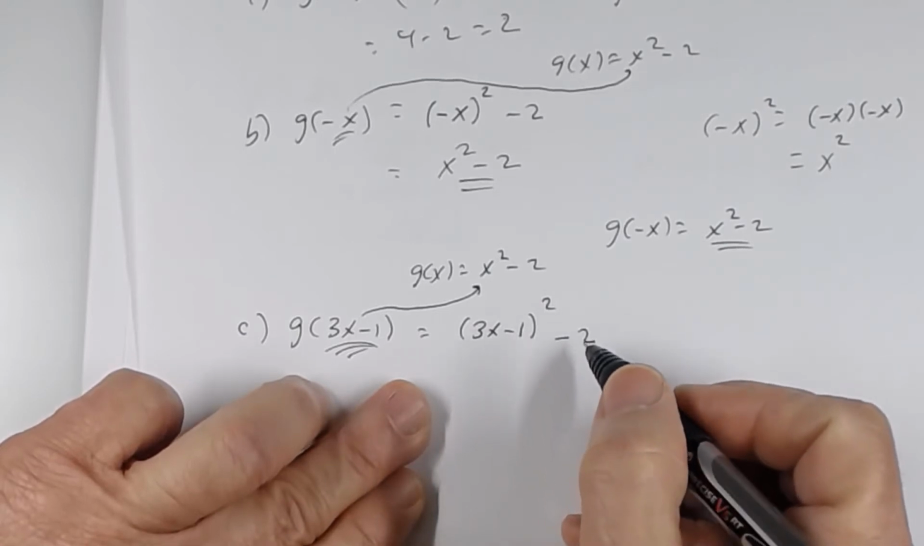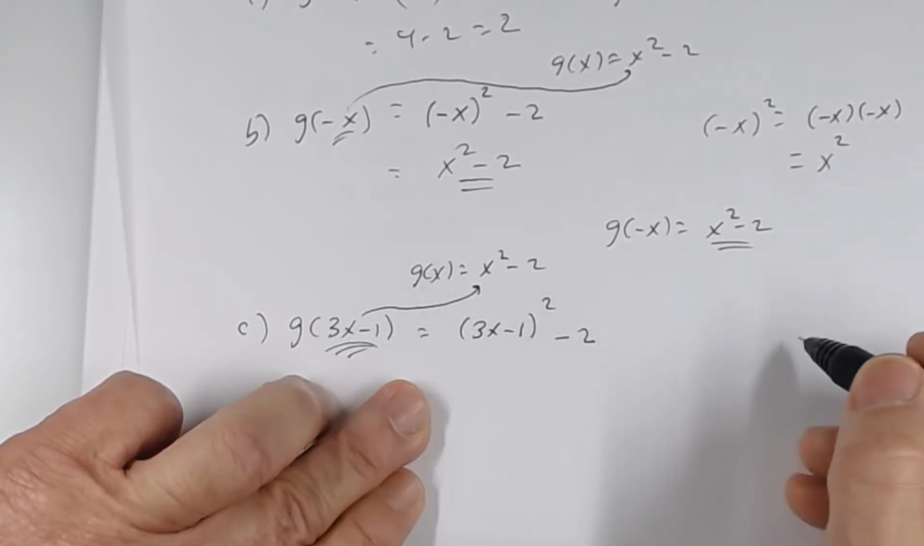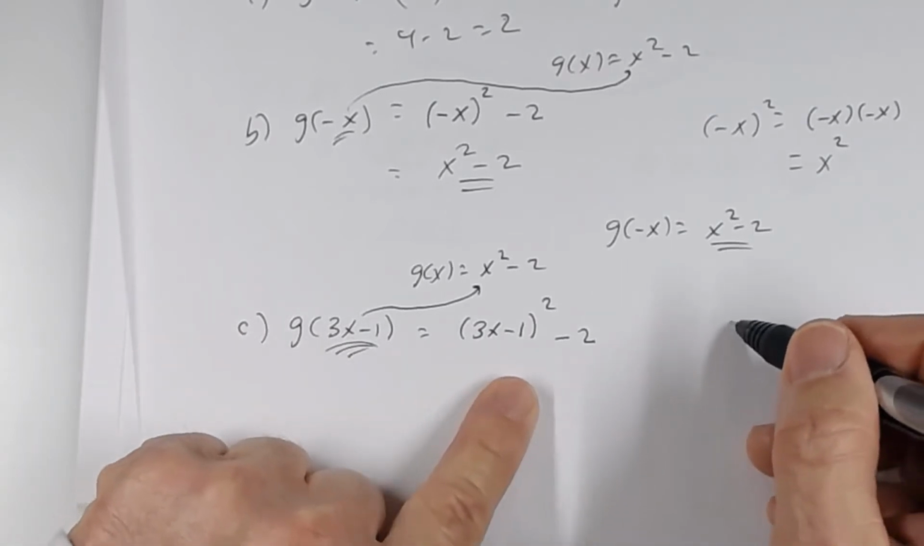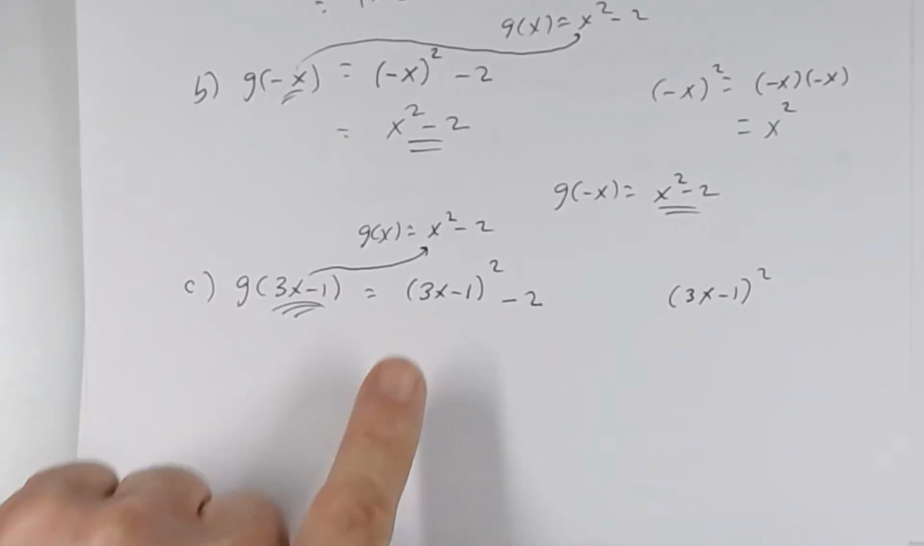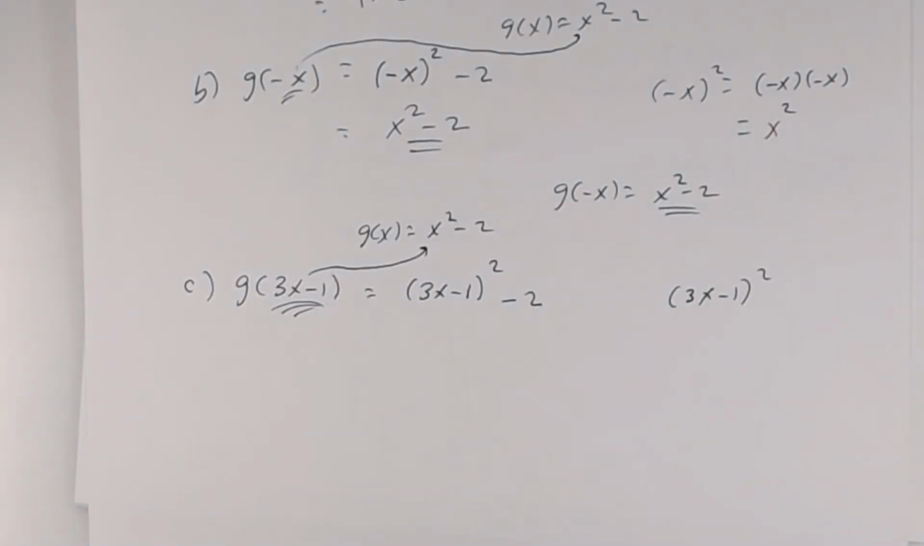Now, don't leave your answer like this. You're expected to multiply this out. So let's go off to the side and figure out what 3x minus 1 squared is. Now, you had that part in Math 98 to get to FOIL, remember? So don't I have a binomial squared? Yes. This binomial squared means the binomial times itself.